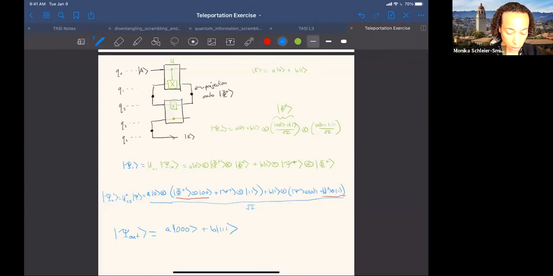Right, so basically these are the only two ways. Either this was in the 0,0 state and Alice's qubit was in the 0 state, and then nothing happened to the middle, or Alice's qubit was in the 1 state, this was in the 1,1 state, and then we did two flips that brought us back into this 0,0 plus 1,1 state in the middle.